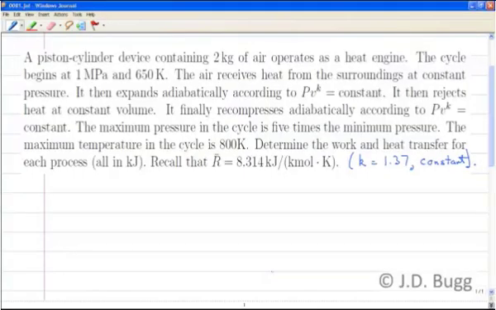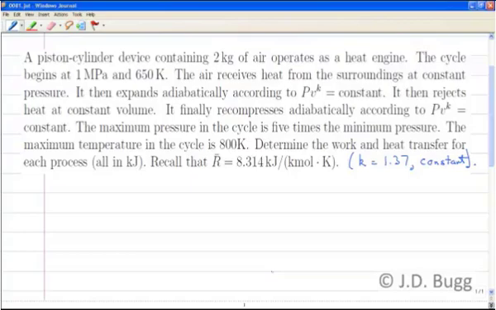A piston-cylinder device containing 2 kilograms of air operates as a heat engine. The cycle begins at 1 megapascal and 650 degrees Kelvin. The air receives heat from the surroundings at constant pressure. It then expands adiabatically according to PV to the K equals a constant.